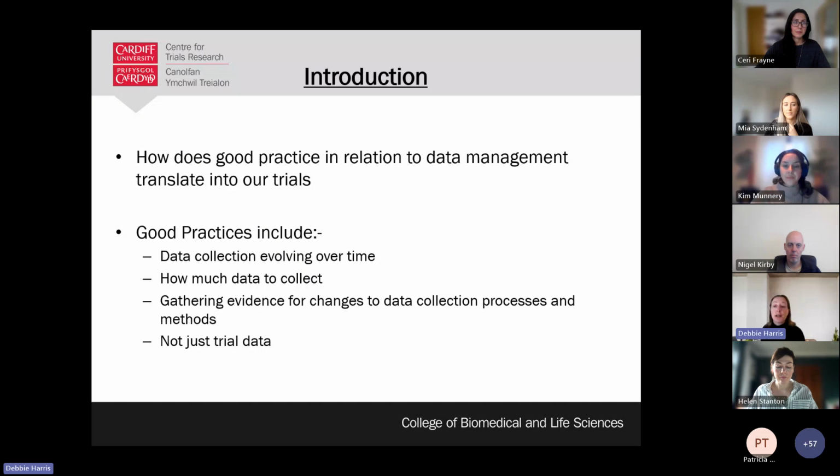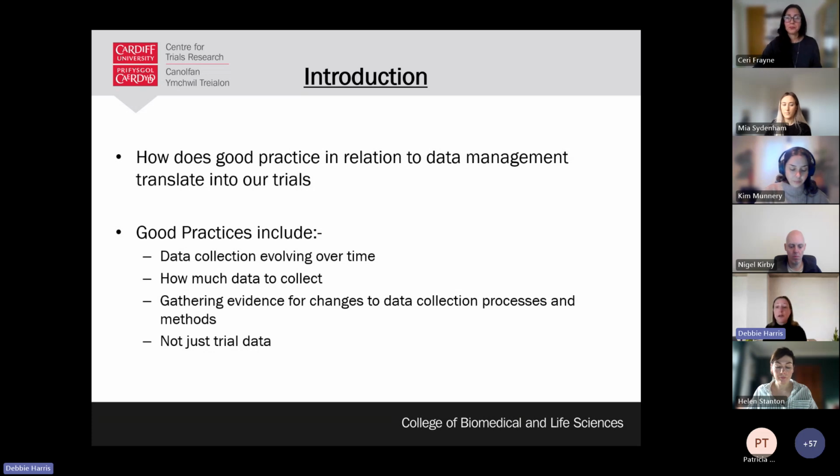So how does good practice in relation to data management translate into our trials? As well as it being good practice to adapt data collection to change in legislation, it's also good practice to evolve with changing times and circumstances. So in my section of the presentation, I'm going to cover some examples of how we have achieved this within the CTR.